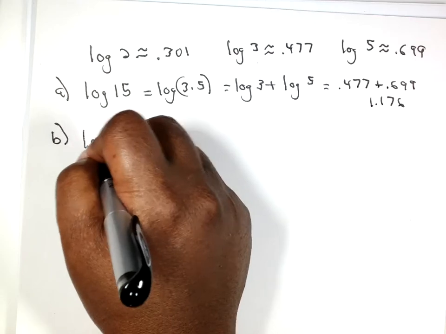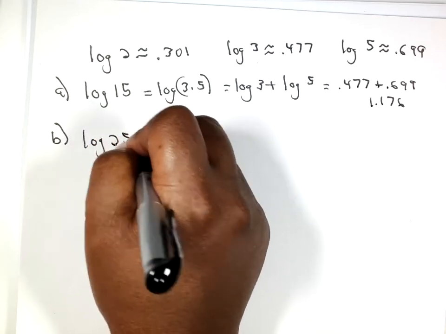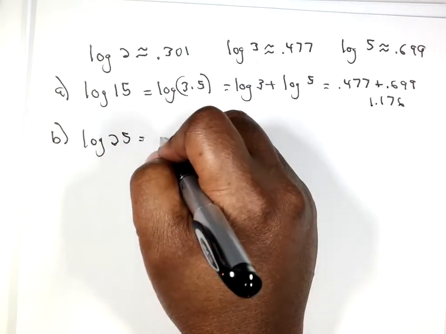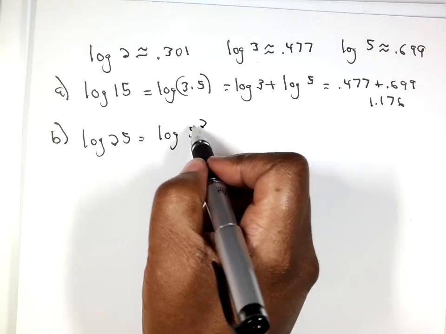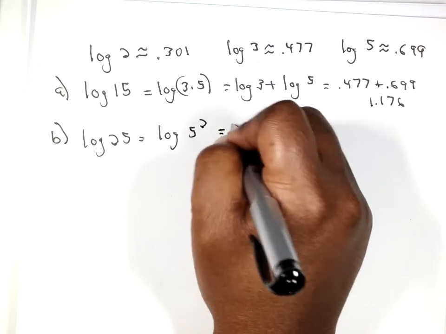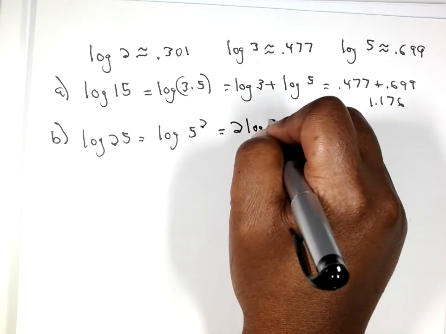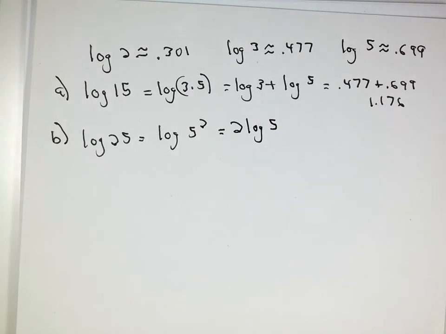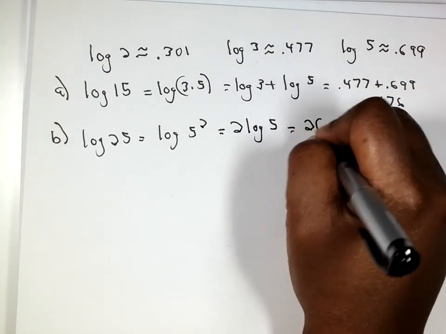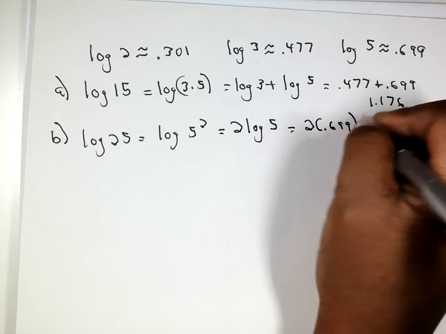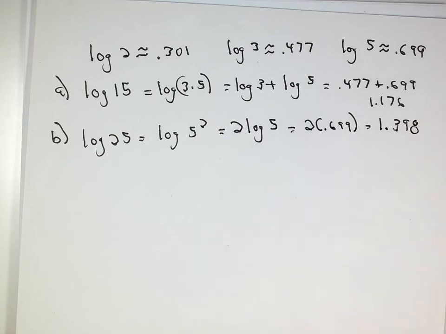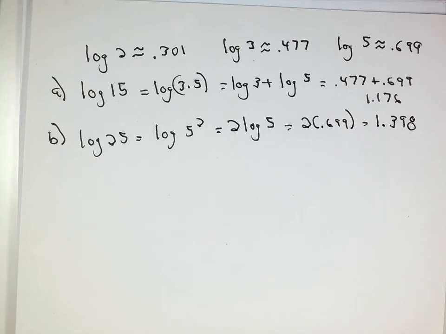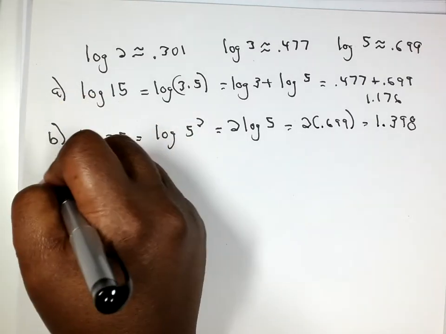B is log of 25. So I can rewrite that as log of 5 squared. And then I'm going to use that property that says if I have an exponent, I can multiply it out front. So 2 times log of 5, which is 2 times 0.699. And I get 1.398. You also could have just done log 25 is log of 5 times 5, and you get the exact same answer.